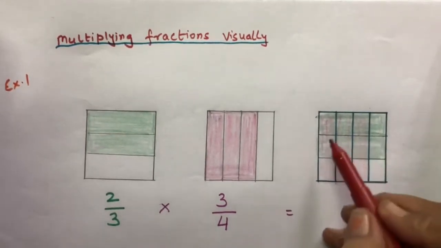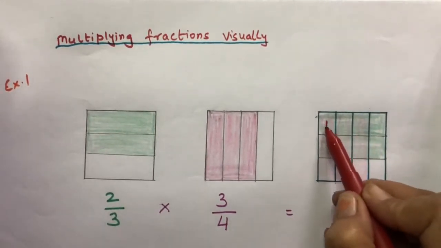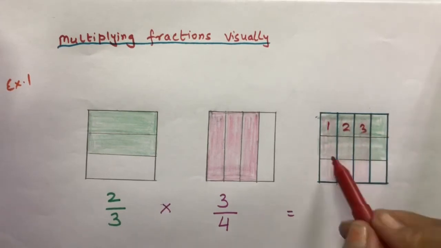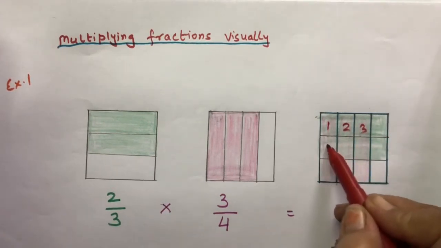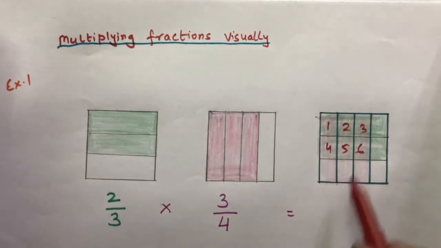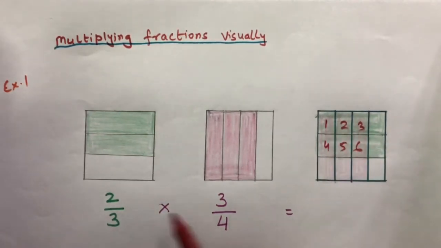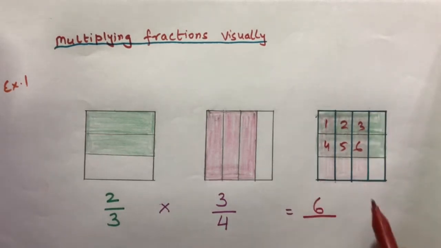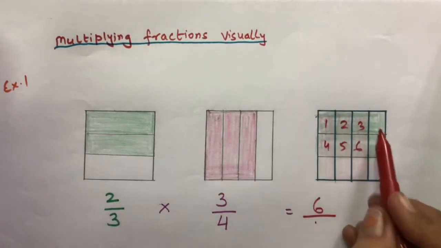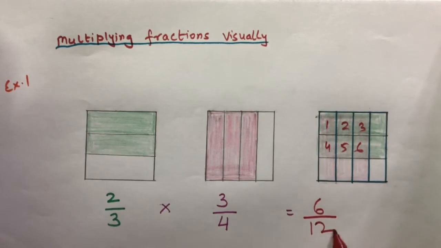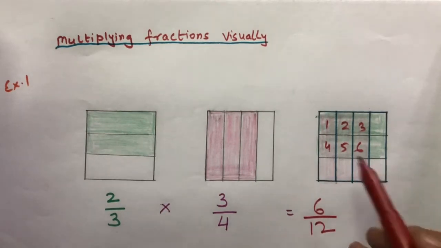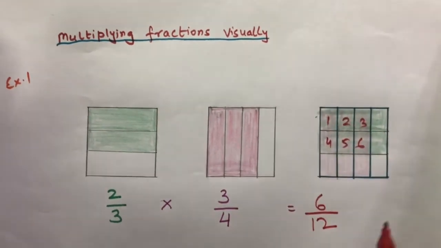So what do we get? 1, 2, 3, 4, 5, 6. These are 2 threes are 6, and we had how many parts? 12 equal parts. 3 fours are 12, and we get these 6 parts as numerator.